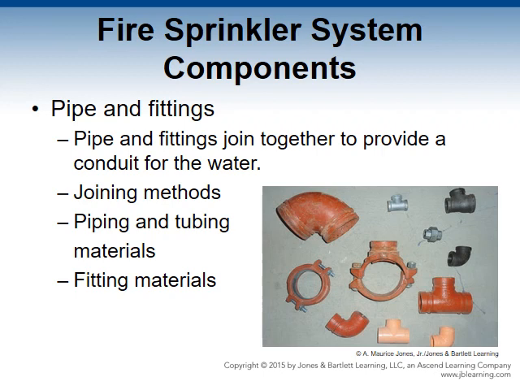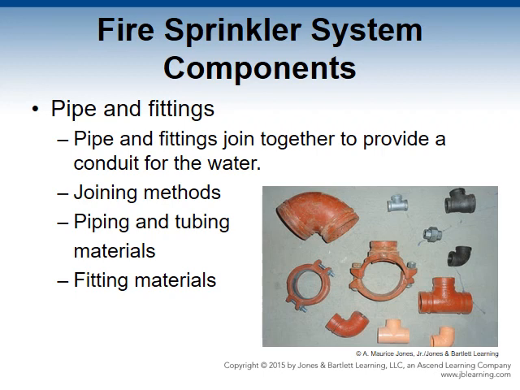A sprinkler system is made up of many different components, most of which require listing or approval from a second third-party testing and certification laboratory. So let's look at our first part, pipe and fittings. Pipe and fittings join together to provide a conduit for the water that flows to and then out of the fire sprinkler heads. Commonly used joining methods are as follows: threads, grooves, flanges, welds, solders, heat fusion, brazing, pressure fittings, and glue.